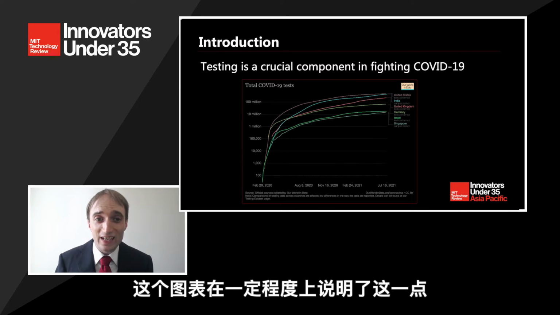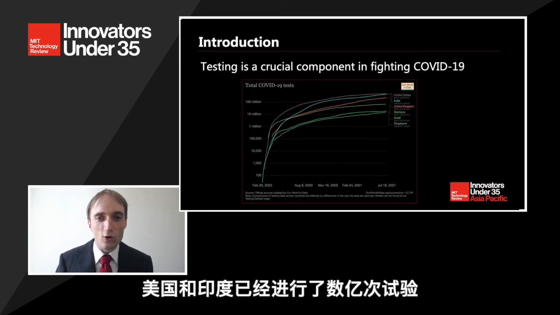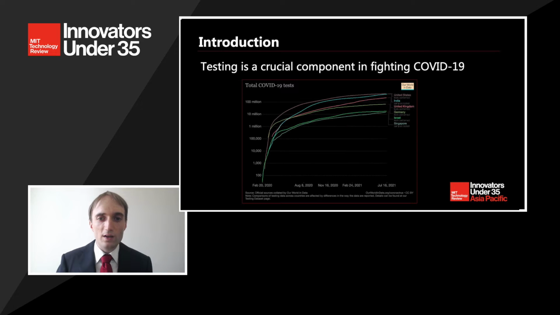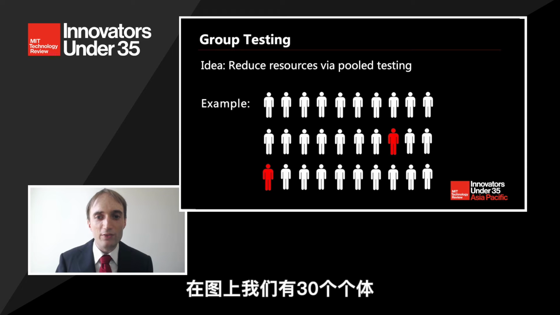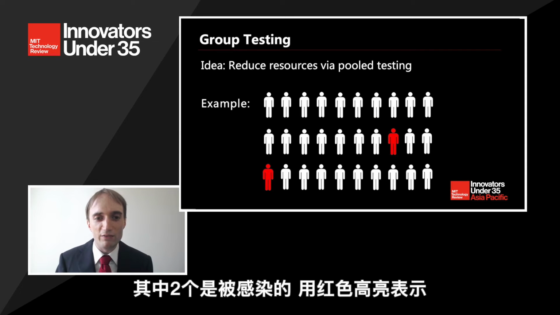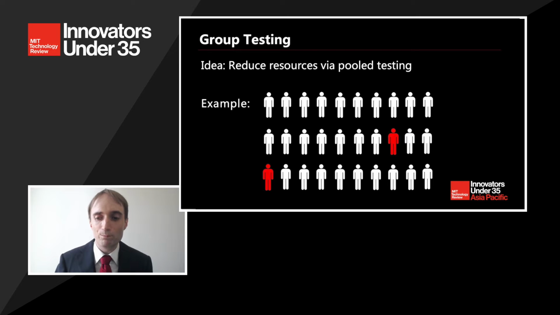This figure gives some indication of that, with countries such as the United States and India already having performed hundreds of millions of tests. To introduce the idea of group testing, I'd like to give a simple example. Here we have 30 individuals, among which 2 are infected, which I've shown by highlighting in red. Of course, we could figure out who's infected and who's not by performing 30 tests, 1 per person.